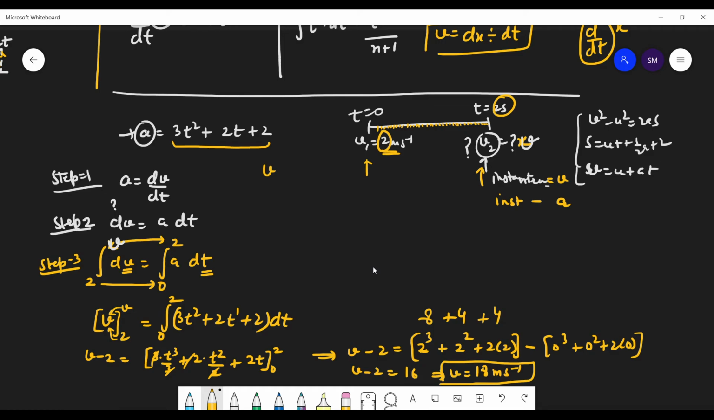Okay, and acceleration at this point of time. So acceleration actually, t equals 0, t equals 2 seconds. So what's the acceleration over here? You can find it from this formula.